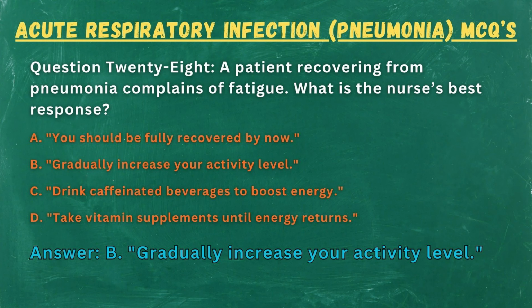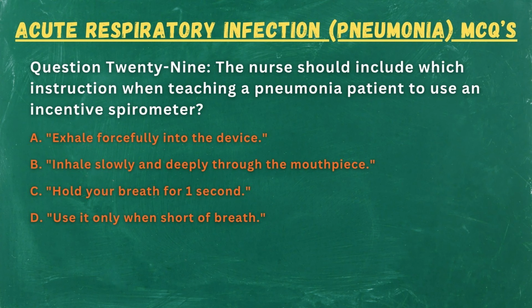Answer. B. Gradually increase your activity level. Question 29. The nurse should include which instruction when teaching a pneumonia patient to use an incentive spirometer? A. Exhale forcefully into the device. B. Inhale slowly and deeply through the mouthpiece. C. Hold your breath for 1 second. D. Use it only when short of breath.